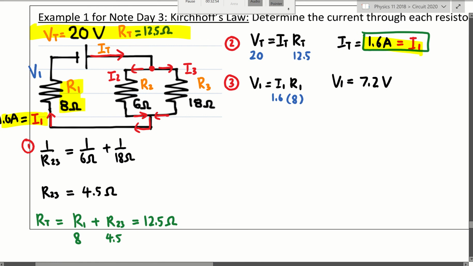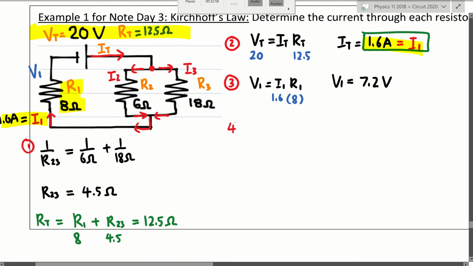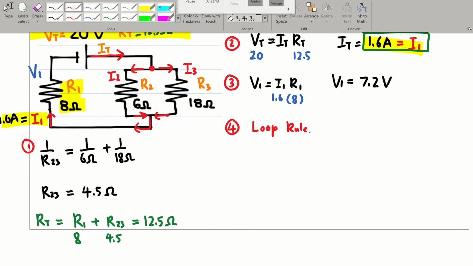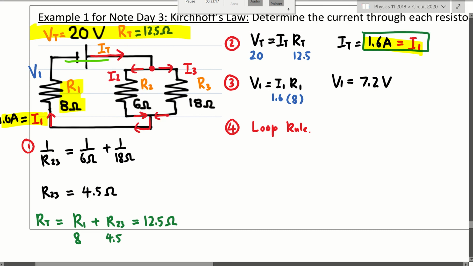All right. Now, how is that going to help us do anything? Well, now we apply the loop rule from Kirchhoff's law. I might not have to erase, I'm going to just use a different color. So I'm going to look at this loop.